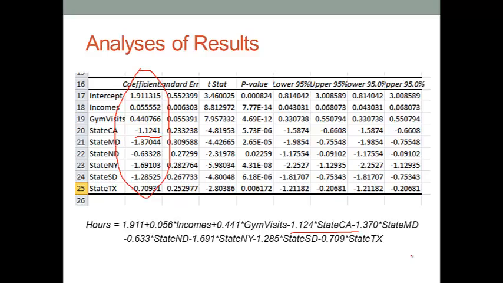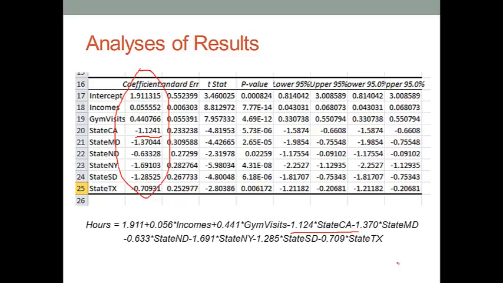1, 2, 5, 3, 2, plus 5.6, 6.9. Yes, very good. 8.952. This is how long the user will use the mobile app if her yearly income is 100,000 and she visits the gym one time a week.